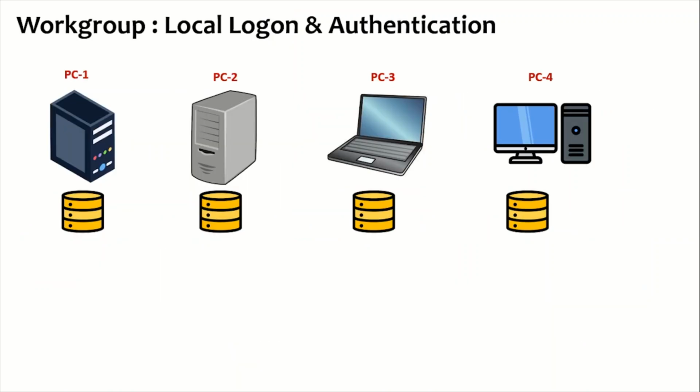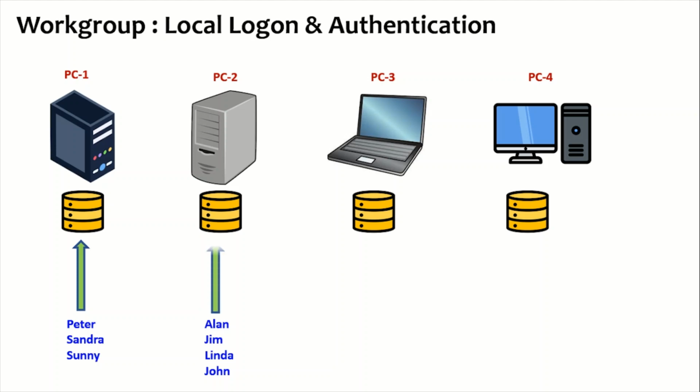So let's see how authentication happens in a workgroup network. Here we have 4 computers. All of them are Windows computers: PC1, PC2, PC3 and PC4, and we can see the local databases. We have 3 users, Peter, Sandra and Sunny, which we have created on PC1. The username and password for Peter, Sandra and Sunny are present in the local database of PC1. Now we created 4 users, Alan, Jim, Linda and John, on PC2.